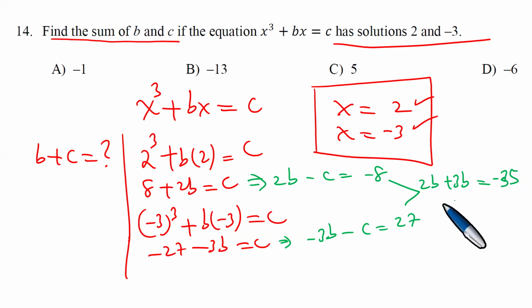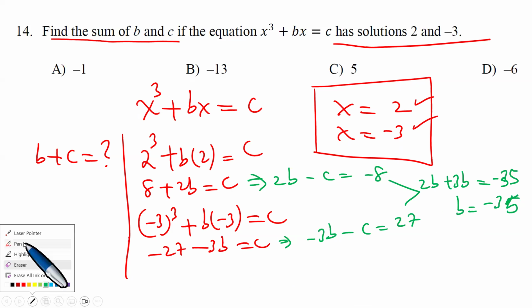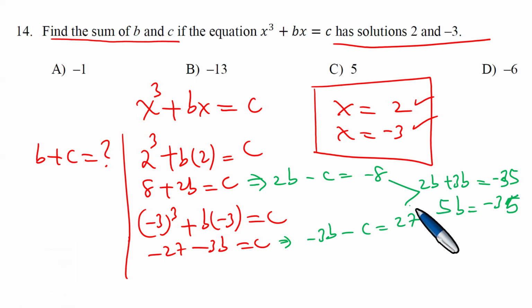Okay, what is the answer here? Let's divide by 5 and then you get minus 7. If you divide minus 35 by 5, you get minus 7. So once you get b equals minus 7, then what is c?